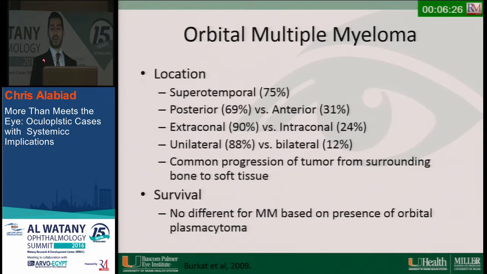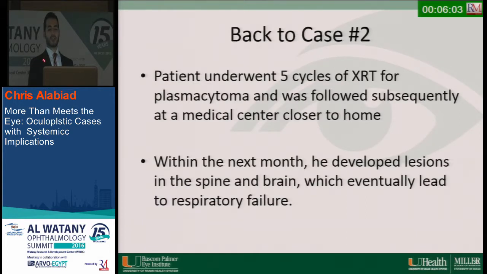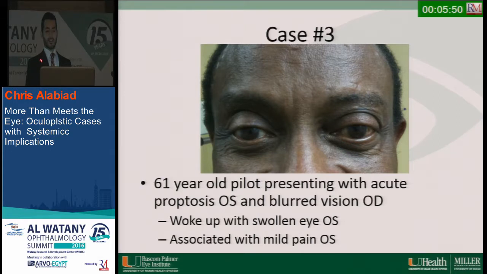Interestingly, however, the involvement of the orbit did not necessarily portend a different long-term survival as compared to patients with multiple myeloma without orbital involvement. The treatment typically involves radiation to the orbital lesions along with chemotherapy and stem cell transplantation or plasmapheresis for patients with hyperviscosity. So this patient underwent 5 cycles of XRT for the plasmacytoma and was followed by a medical center closer to home. Within the next month, he developed lesions in the spine and brain, which eventually led to respiratory failure and an untimely death.